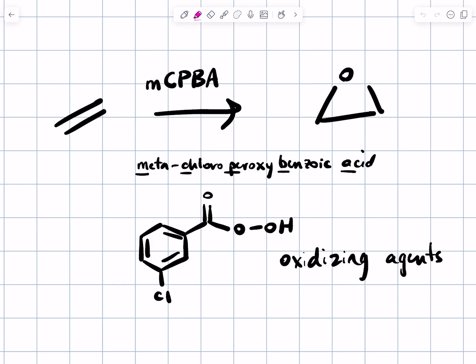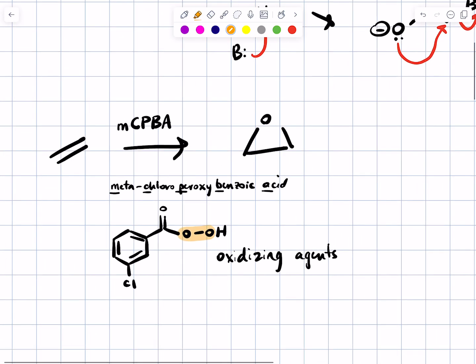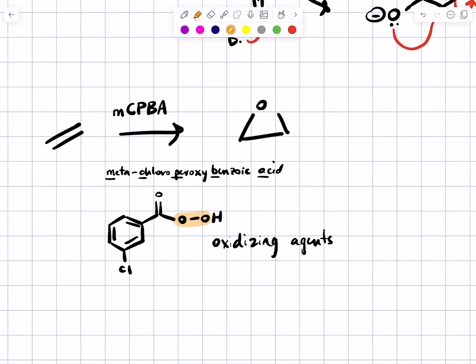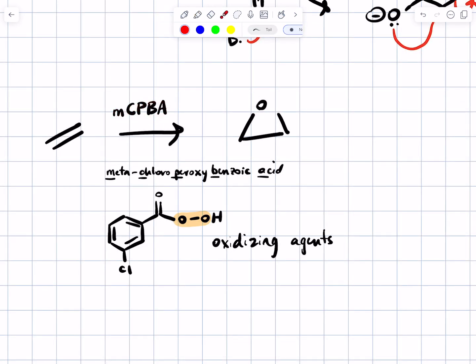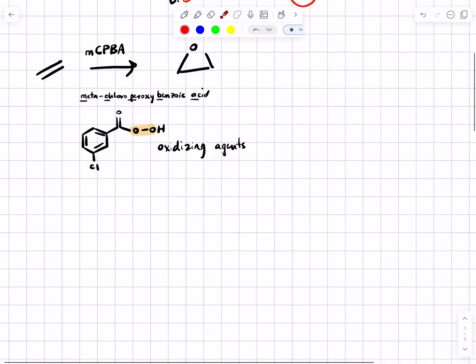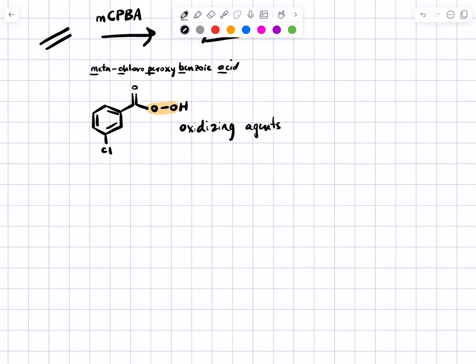The key part of this molecule is this weak oxygen-oxygen bond. Often, oxidation reagents have weak heteroatom bonds, like oxygen-oxygen. And so I'll show you this mechanism. It's worth knowing, and it will help you remember what happens, though you may also just want to memorize this reagent. So I'll show for you what happens here, and it'll be best if we do this with a reaction where there's some stereochemical issues.